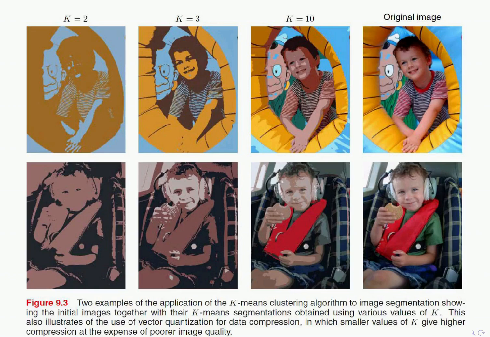This illustration demonstrates the application of k-means clustering in image segmentation using different values of k. As k increases from 2 to 10, the segmented image becomes more detailed, closely resembling the original. With k=2, the image is highly abstracted, showing broad regions of color. As k increases, more color variations are captured, enhancing the image's detail. This process also highlights vector quantization for data compression, where lower k values result in higher compression but lower image quality. This technique balances compression efficiency with visual fidelity.